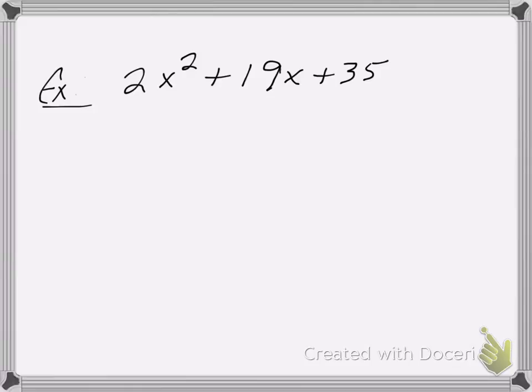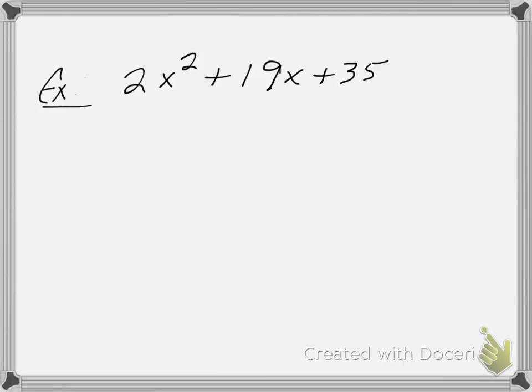Let's go ahead and look at another one. You have 2x squared plus 19x plus 35. What I would like for you to do now is to pause the video and see if you can work this problem and work it the same way you just worked the one in the previous example.